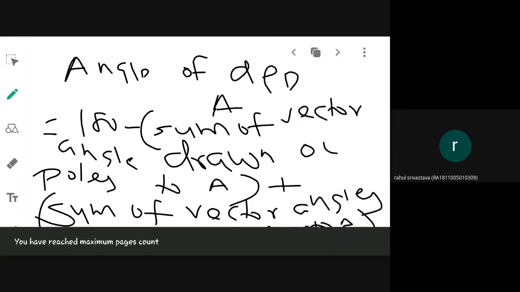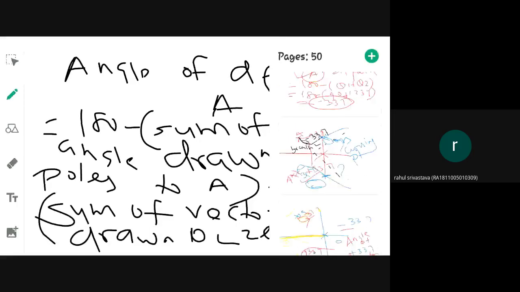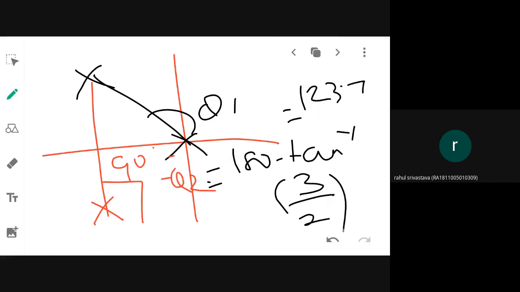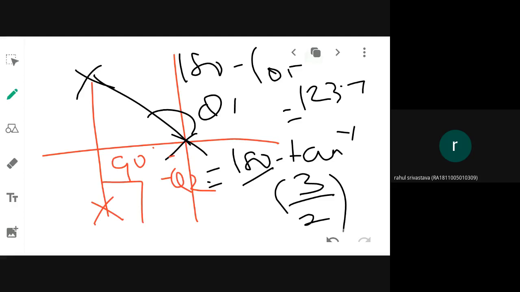Again I am drawing that line. This one is what I have done. Are there zeros in this problem? There are no zeros. So the third term is equivalent to 0. That's why the formula is 180 minus theta 1, theta 2. What are theta 1 and theta 2?